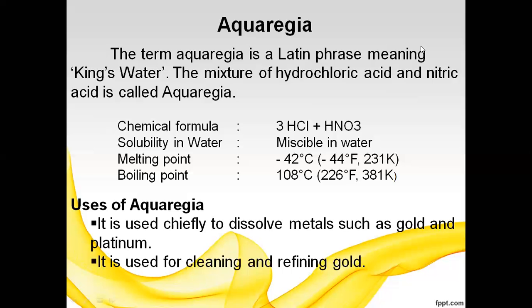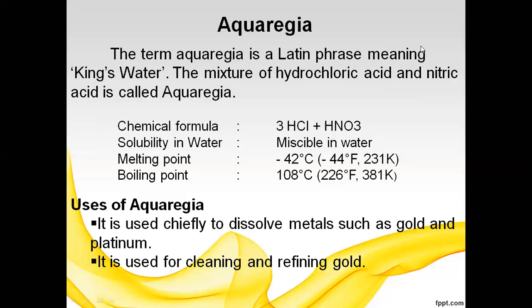So this is aqua regia. The chemical formula of aqua regia is 3HCl plus HNO3. So this ratio is how we prepare the mixture: 3 parts of HCl and 1 part of nitric acid. The solubility in water is miscible. The melting point is minus 42 degrees Celsius, so 231 Kelvin and minus 44 degrees Fahrenheit. The boiling point is 108 degrees Celsius.